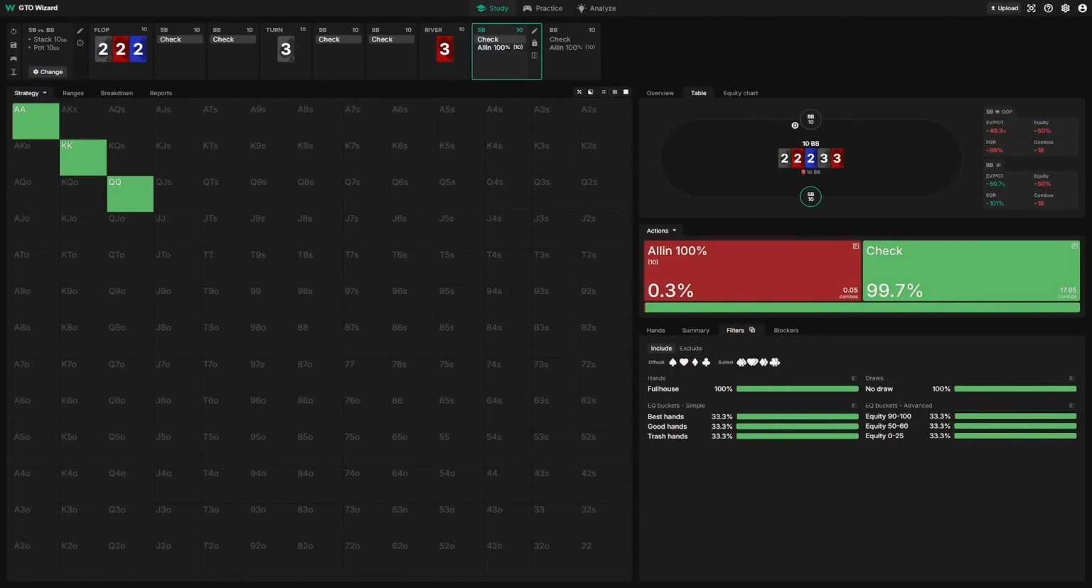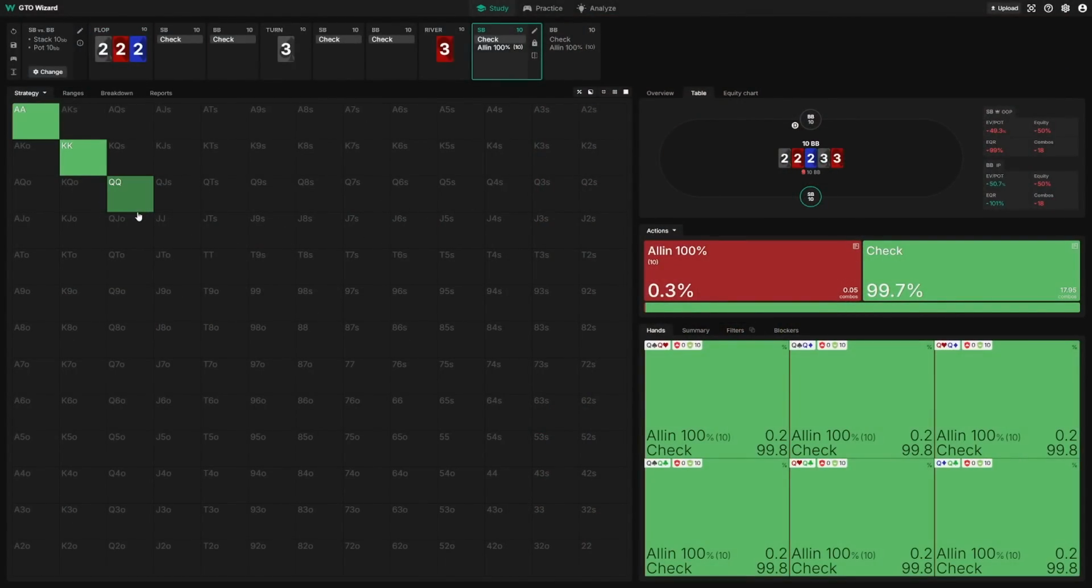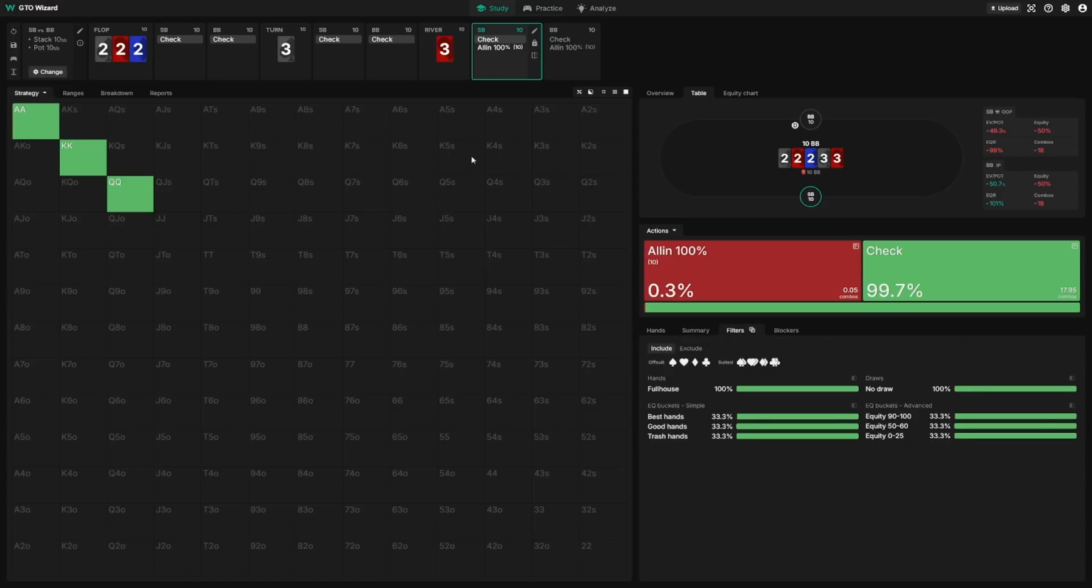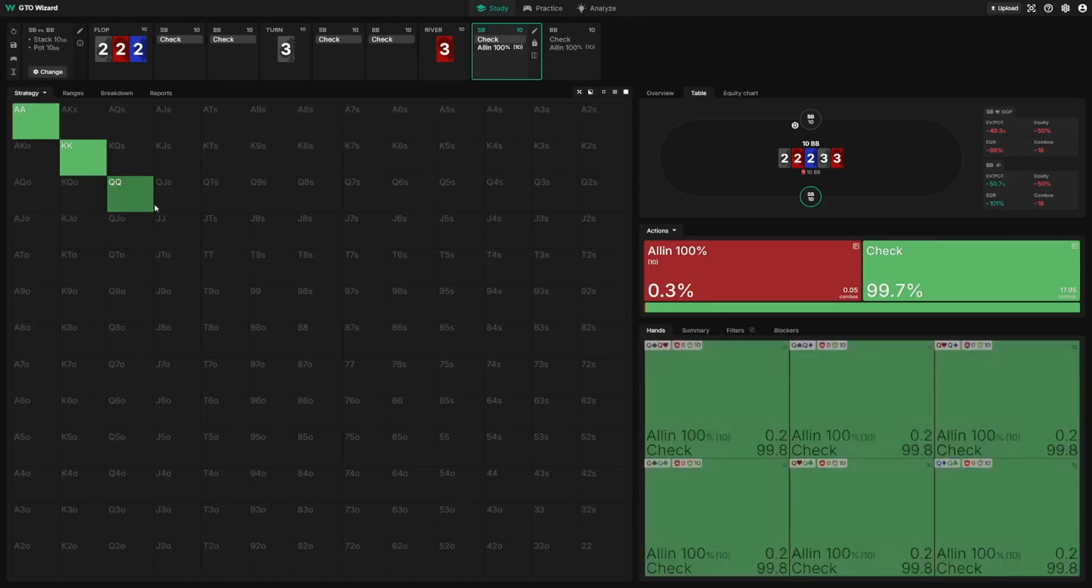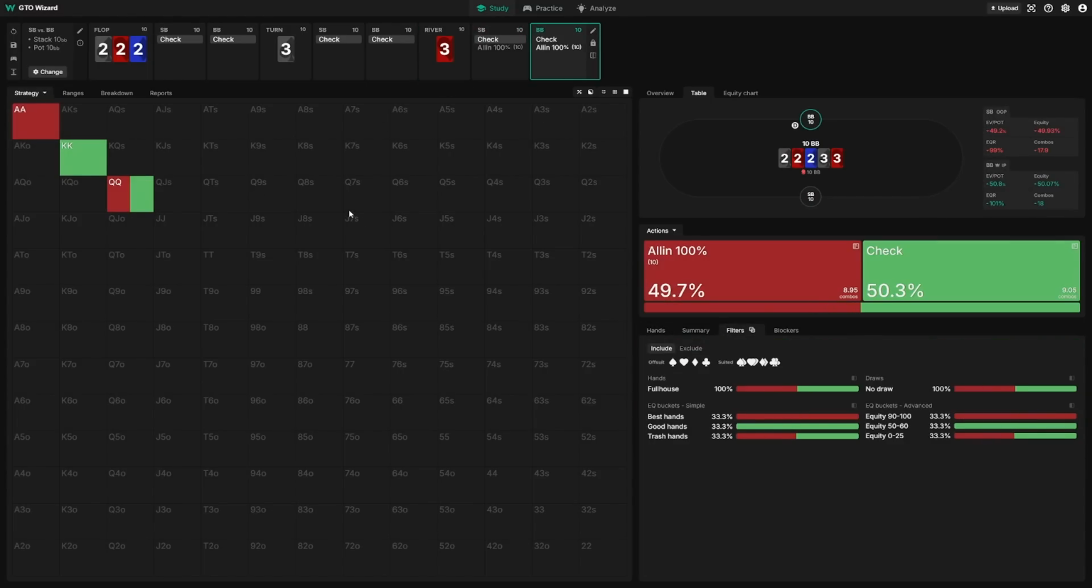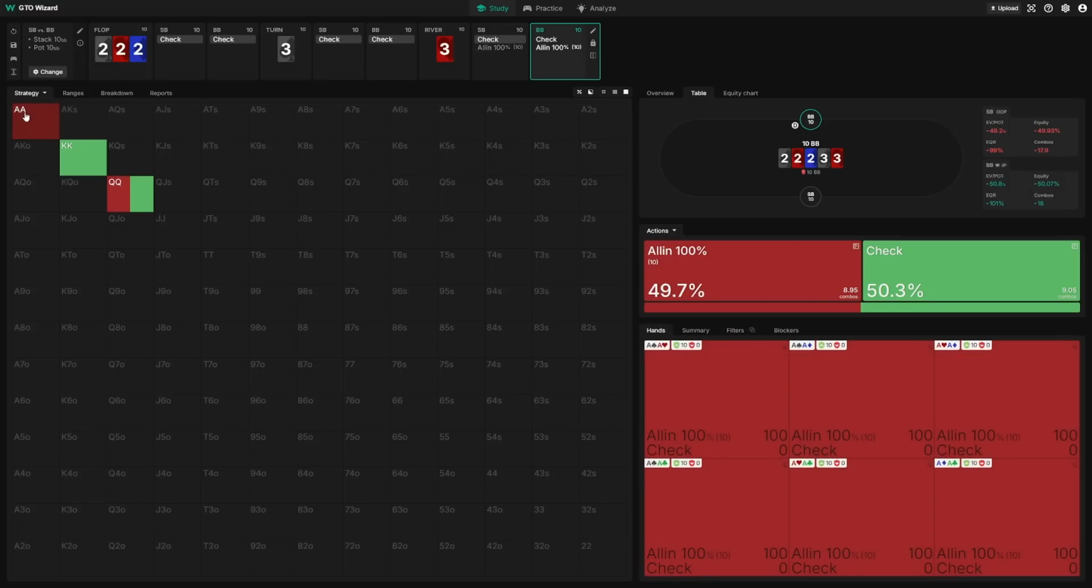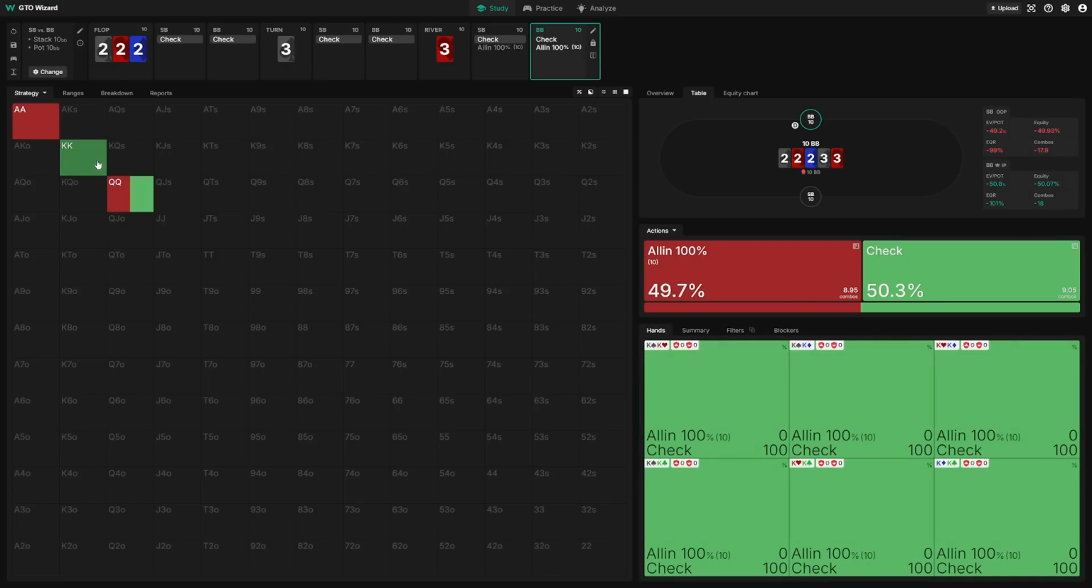Okay, here's a quick example. This is a toy game spot 2-2-2-3-3, where both players have queens, kings, or aces. In this spot, the correct strategy is just to check everything. And when we check, they're supposed to bet their aces, bluff their queens, and check back their kings.